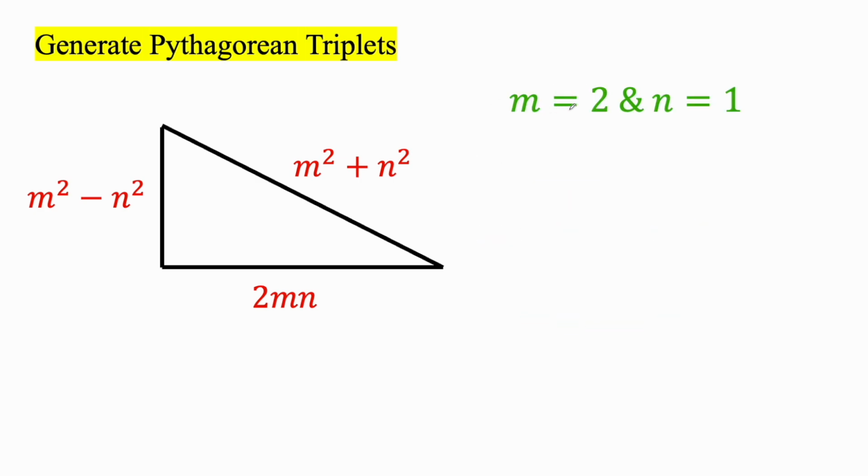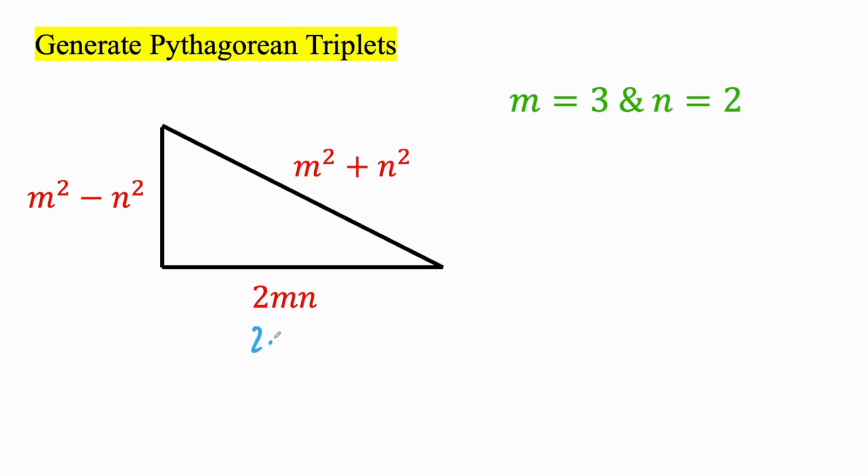So first case, m is 2, n is equal to 1. Again, the condition says that m has to be greater than n, and both m and n are positive integers. So let's do that. So we have 2 times 2 times 1, so we get 4. Likewise, for this piece, we get 2 squared minus 1 squared. 2 squared is 4, 1 squared is 1, so we get 3. Last one, 2 squared plus 1 squared, 2 squared is 4, 4 plus 1 is 5. So we see an example, 3, 4, 5. That's an obvious Pythagorean triplet, but let's do more.